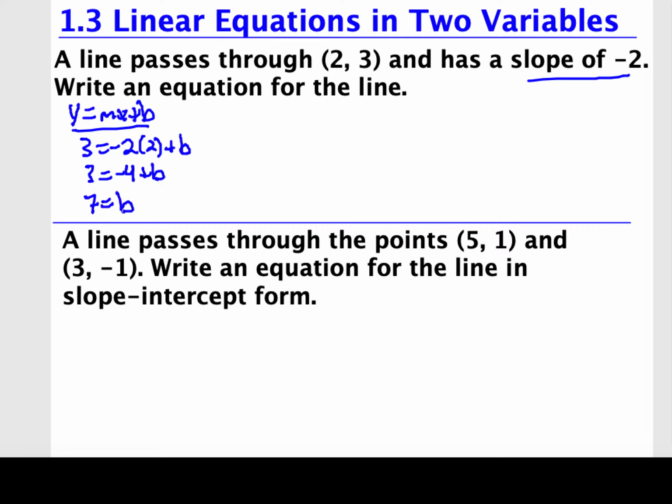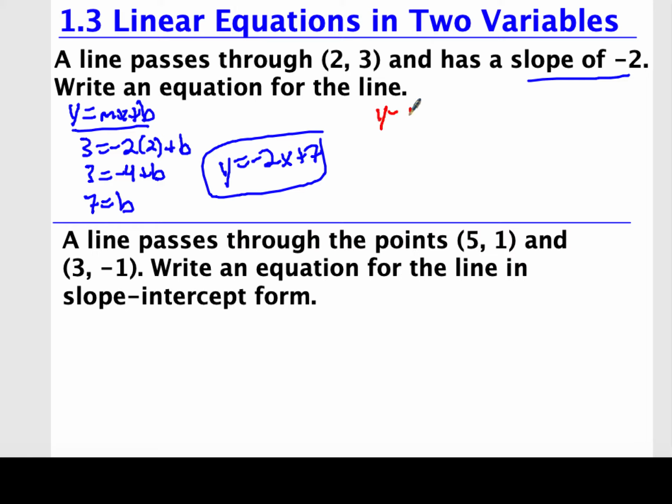So one possible equation we could write, if they wanted a slope-intercept form equation, would be y equals -2x plus 7. And again, that would be a perfectly good answer because they didn't specify what form we needed to use. Another great way to start, knowing a point and knowing the slope, let's use point-slope form.